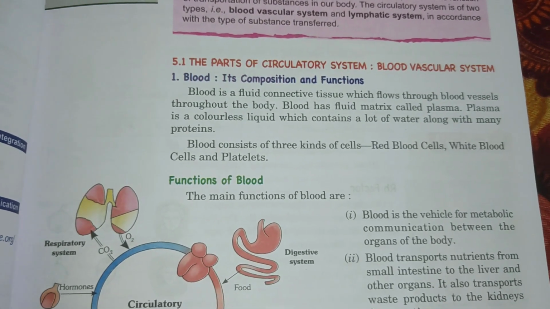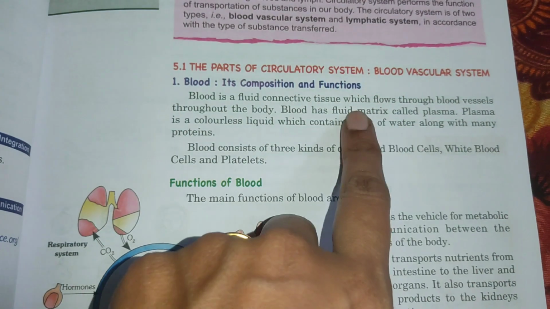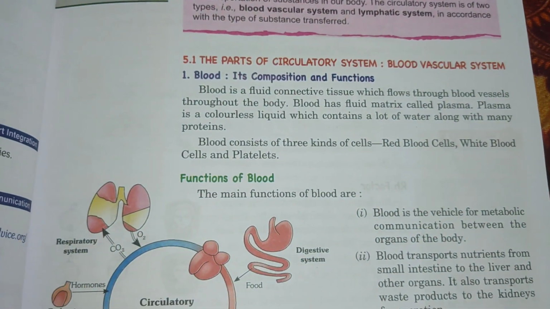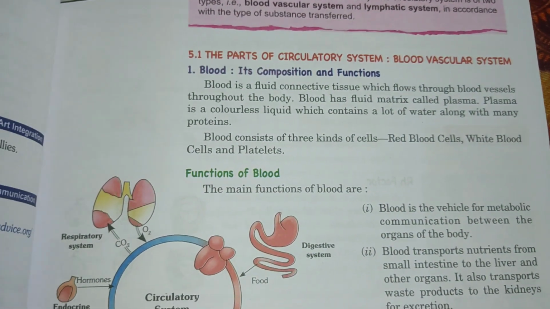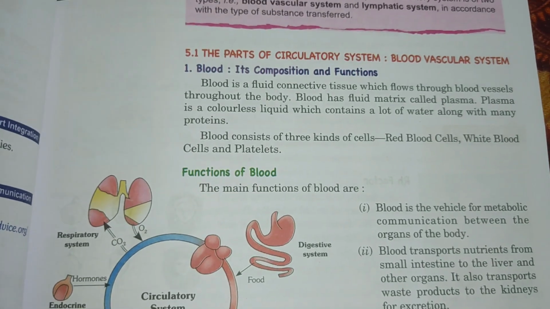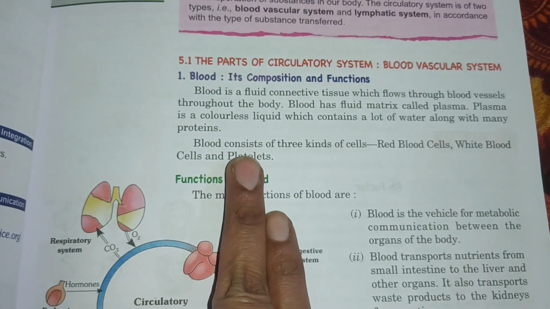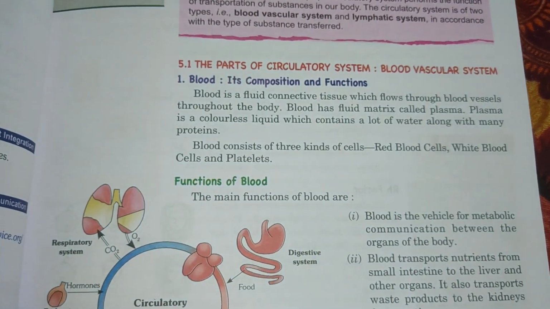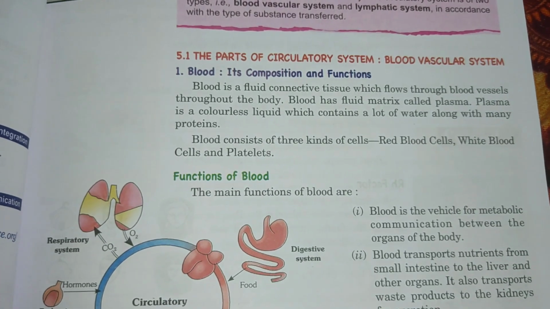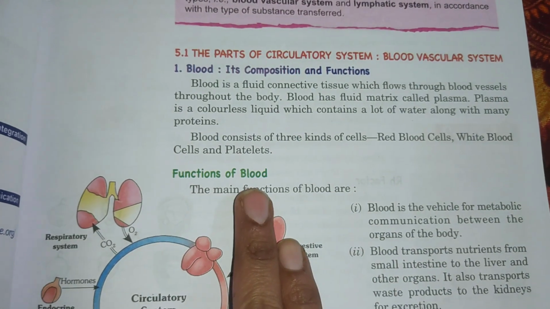Why is it a fluid or liquid? Because of containing a matrix called plasma. This plasma is a colorless liquid. It contains so much water and proteins. And blood consists of three kinds of cells: red blood cells, white blood cells, and platelets.